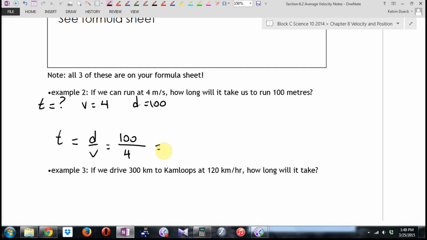So here's my question. Right now, without doing any more thinking, do Olympic athletes run faster than 4 meters per second or slower than 4 meters per second? You know that. I can tell you that right now based on this, because you get 25 seconds.